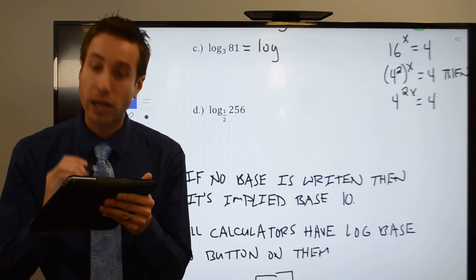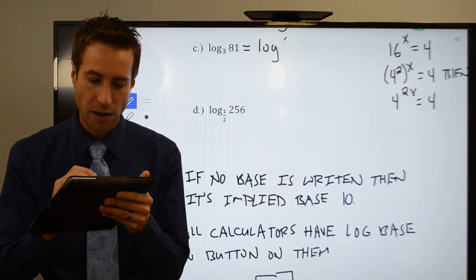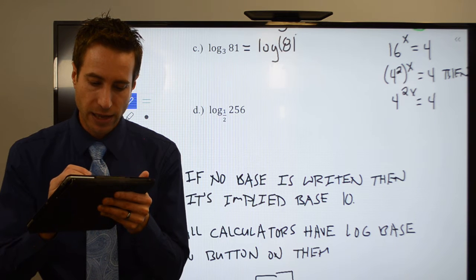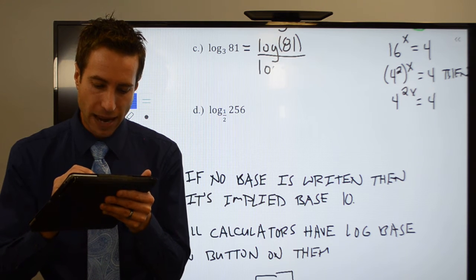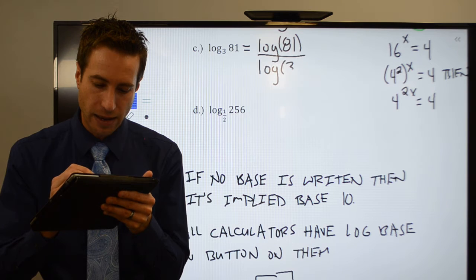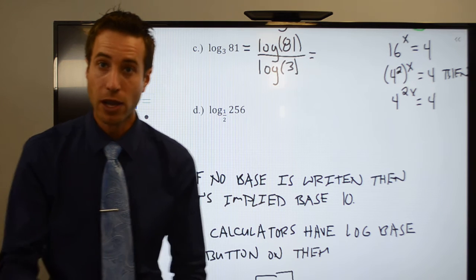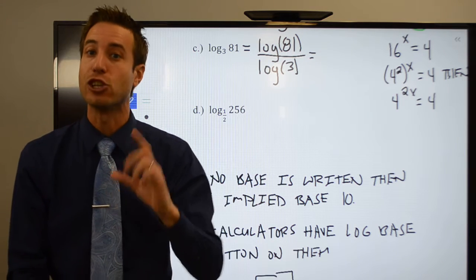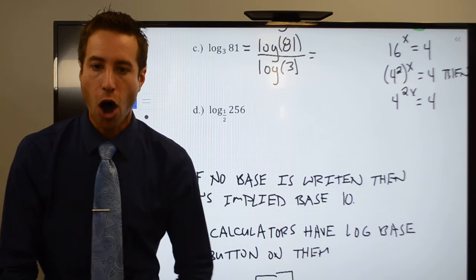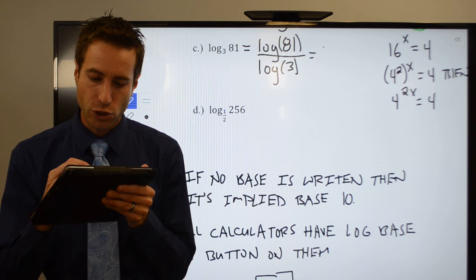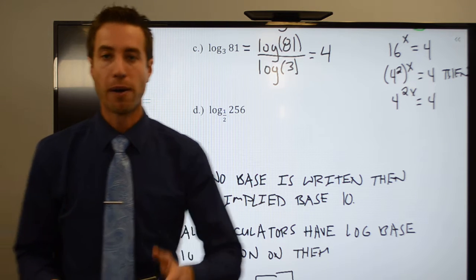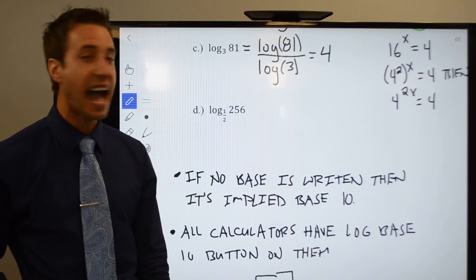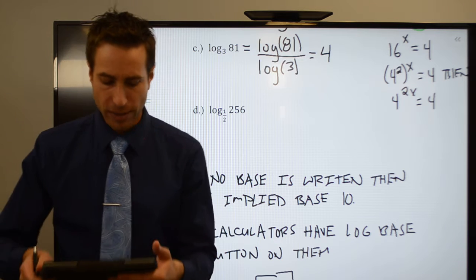as the log base 10 of 81 divided by the log base 10 of 3. Right? So because these are base 10 logarithms, now you can use that log button on your calculator, and if you do that, you should get 4. But what if you don't have a calculator? Well, let me show you.